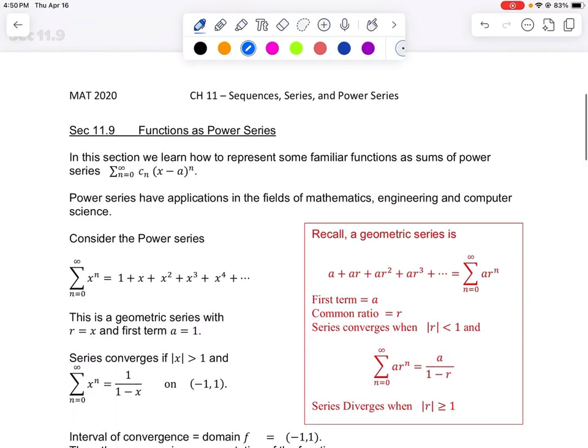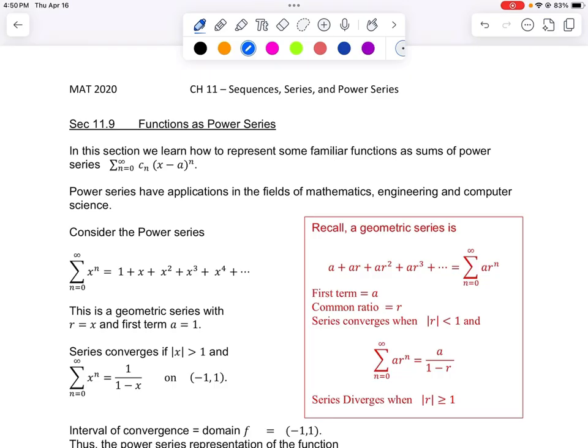Section 11.9, Functions as power series. In the last section, 11.8, we saw that power series are given by something like this: summation n is equal to 0 to infinity, c sub n times (x minus a) raised to the power n. Here a is called the center of the series.